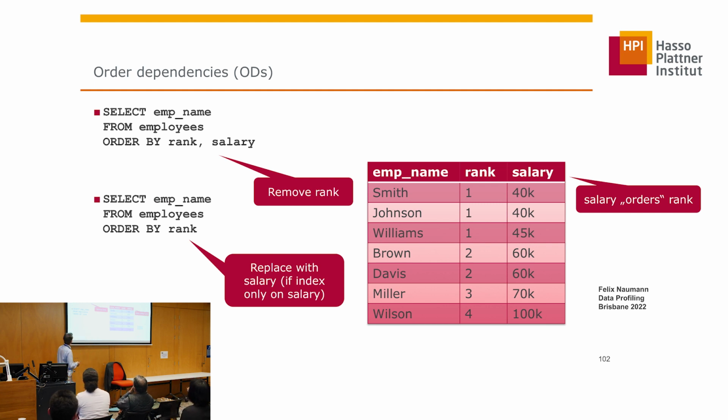Okay? This is a more difficult question for the database experts among you. What can I do here and why? So here I'm only ordering by rank. How could I change this query?